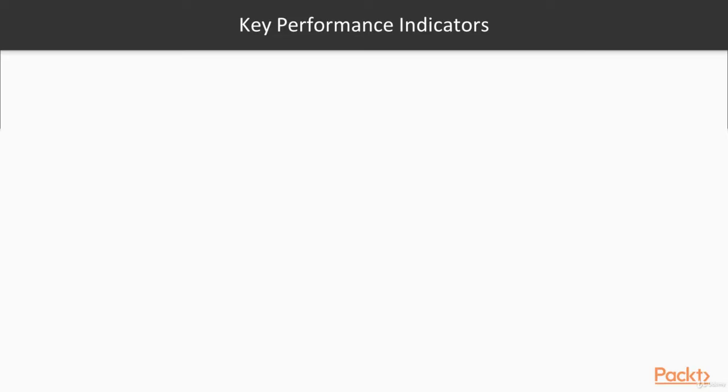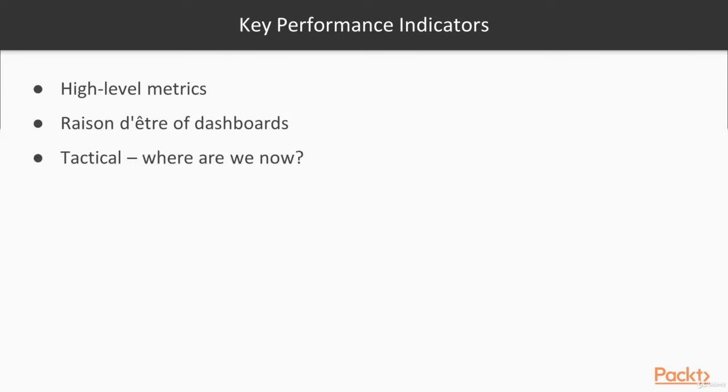Key performance indicators, or KPIs, are typically high-level metrics that define how a business is doing. Making KPIs readily available is the raison d'etre of dashboards. For tactical and strategic dashboards, they typically answer the question, where are we now? For operational dashboards, they might answer the question, what needs my attention now?